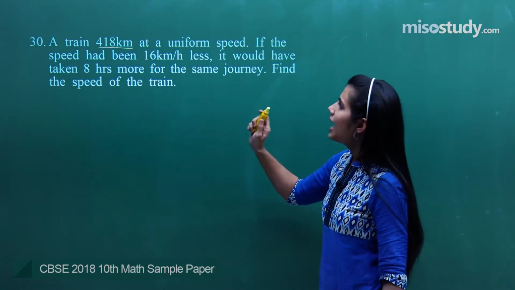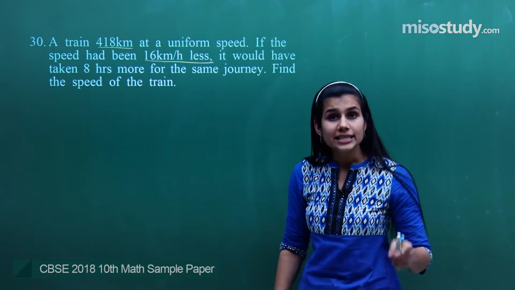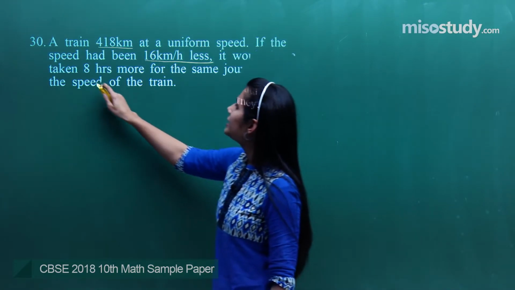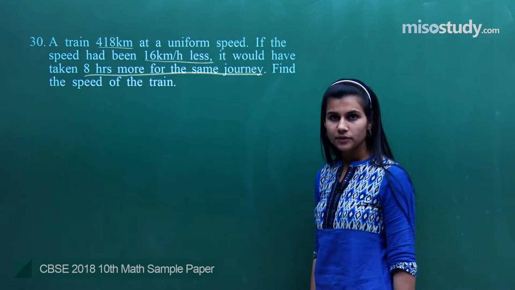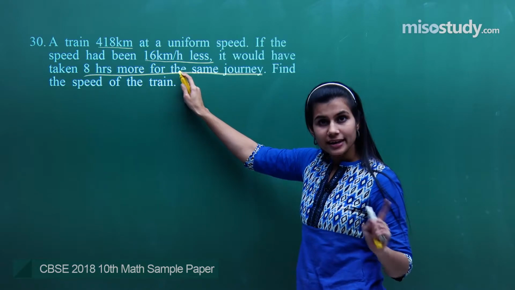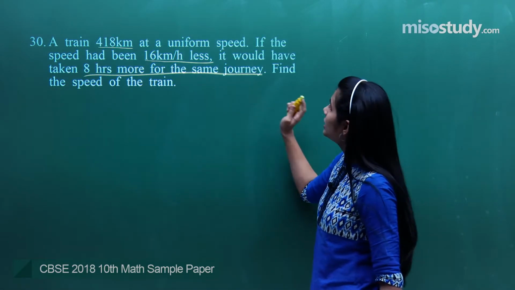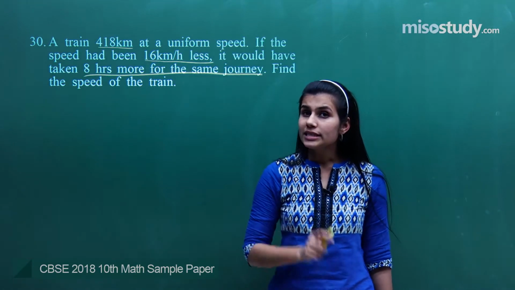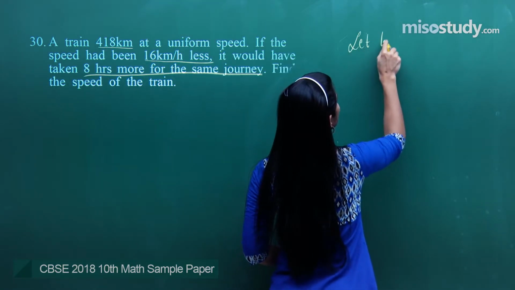If the speed had been 16 kilometers per hour less than what it was originally, it would have taken 8 hours more for the same journey. Okay? If the speed would have been 16 kilometers per hour less, the time would have been 8 hours more. Find the speed of the train. Now, what is the original speed of the train? How am I going to start my solution?